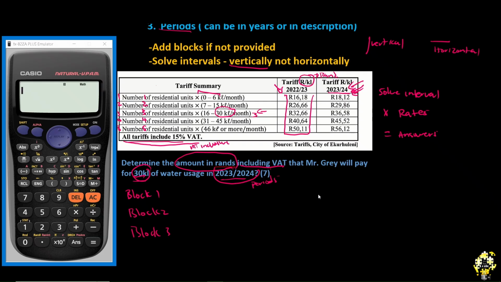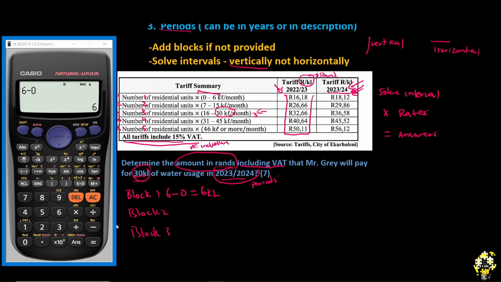What did I say? I said that we are supposed to solve our intervals vertically, not horizontally. The first one, because it's from 0 to 6, obviously you have to solve it horizontally. So it's the first one. You can't do it vertically. I will show you what vertically means. So for 0 to 6, this is what you can do. You are supposed to say 6 subtracting a 0. What is 6 subtracting a 0? 6. When you subtract a 0, you get 6 kiloliters.